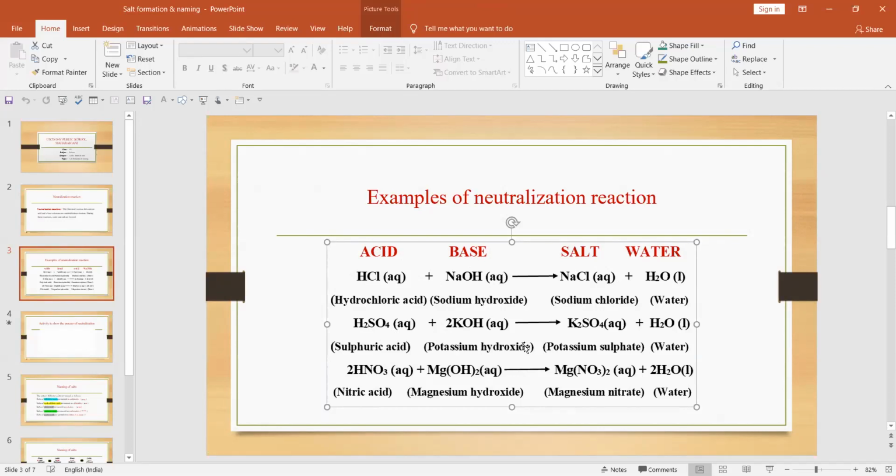Again, let us take another example, sulfuric acid, H2SO4. It will react with potassium hydroxide, KOH. There is formation of another salt, K2SO4, that is potassium sulfate, and we have production of water. So in all these cases, acid reacts with the base, the product is salt and water.